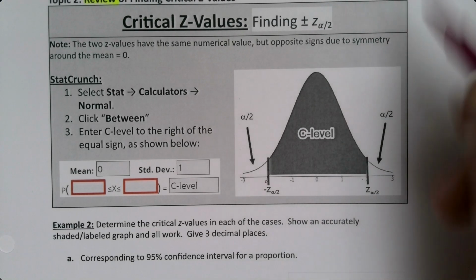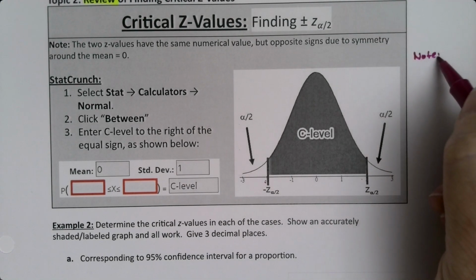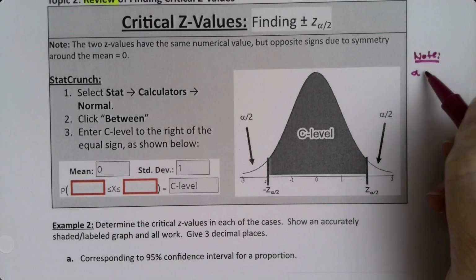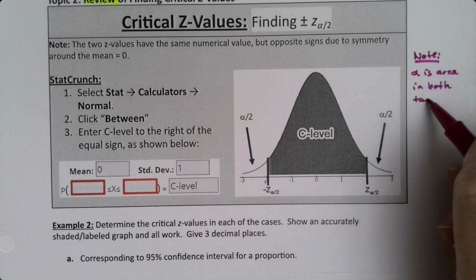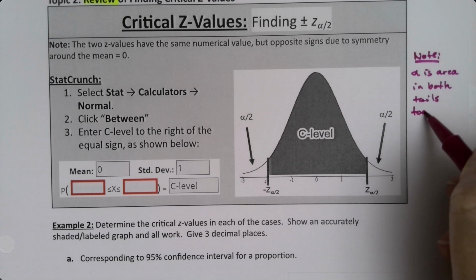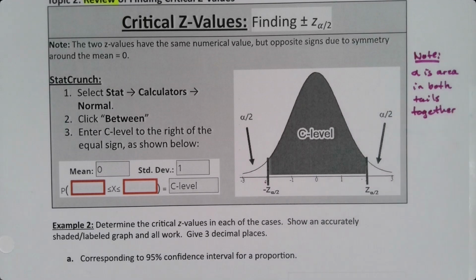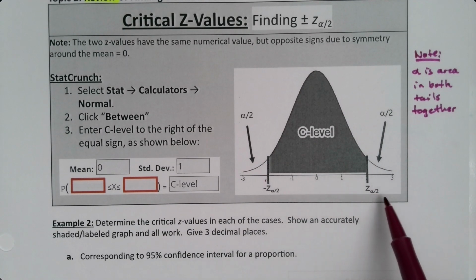So together, let me just make a note right here. Alpha is the area in both tails put together. Each tail on its own is alpha over 2, and that's just what the little notation means. So don't stress about the alpha over 2. It's not going to mean much for us.